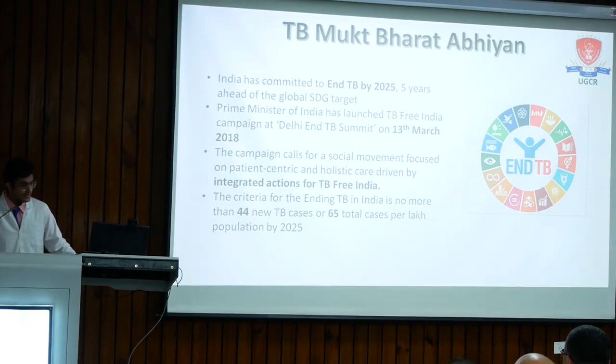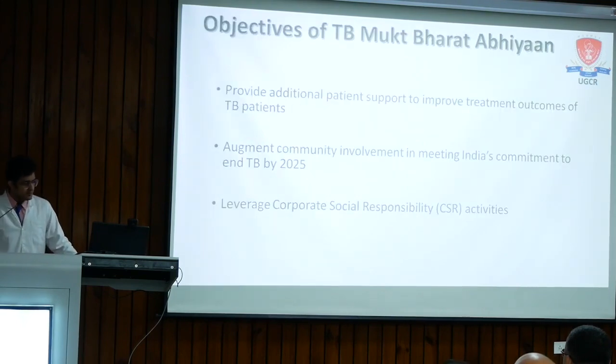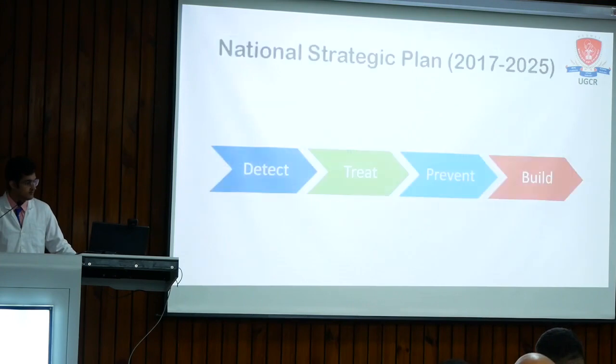The criteria for ending TB in India is to have no more than 44 new TB cases or 65 total cases per lakh population by 2025. The objectives of this Abhiyan are to provide additional patient support to improve treatment outcomes of TB patients, augment community involvement in meeting India's commitment to end TB by 2025, and leveraging corporate social responsibility activities.